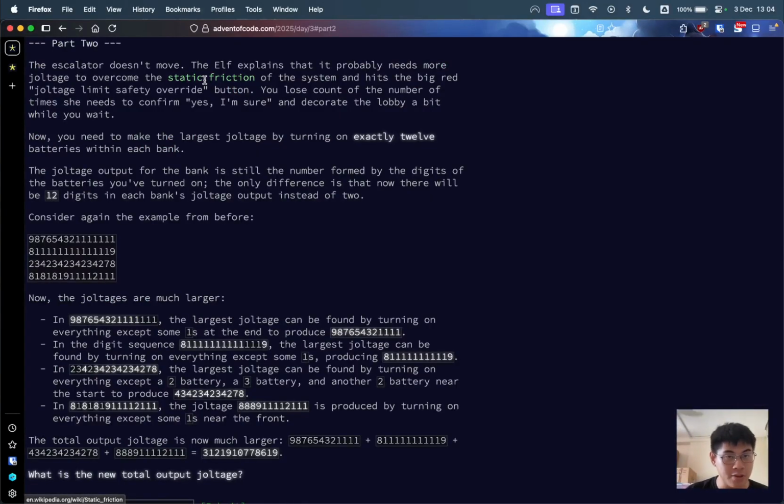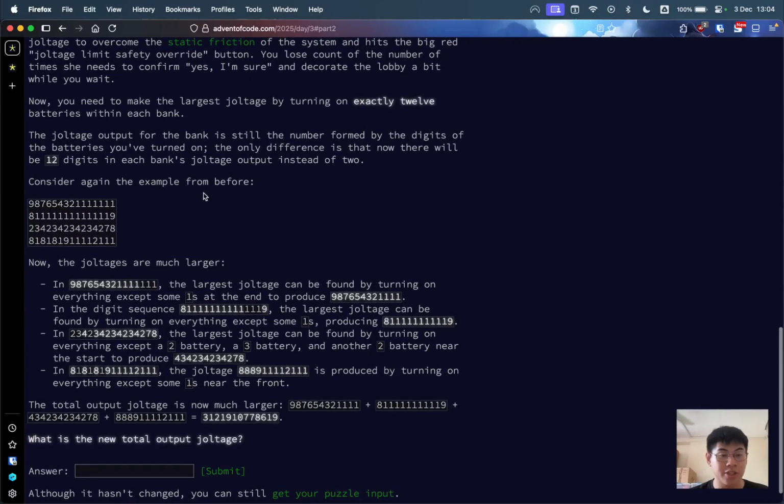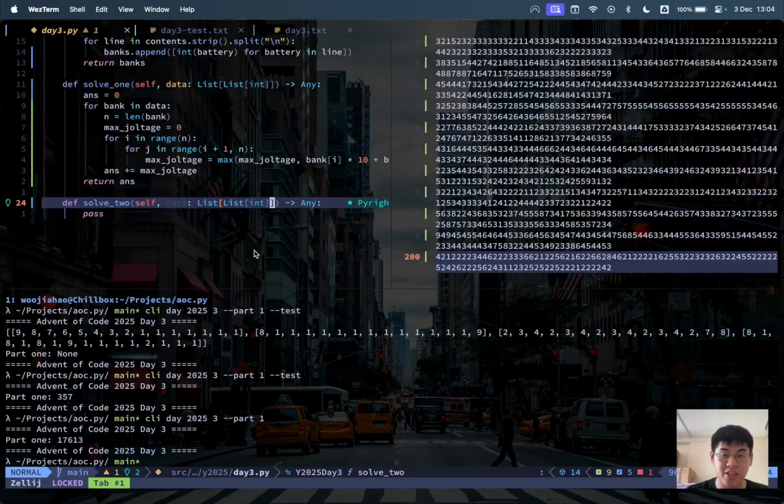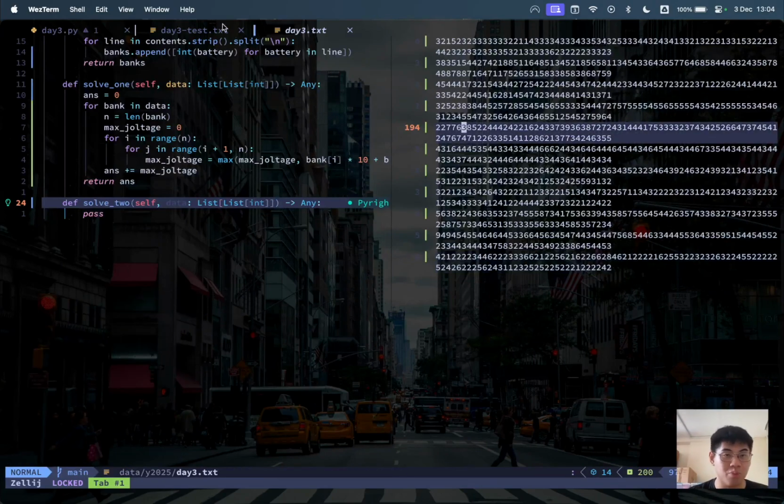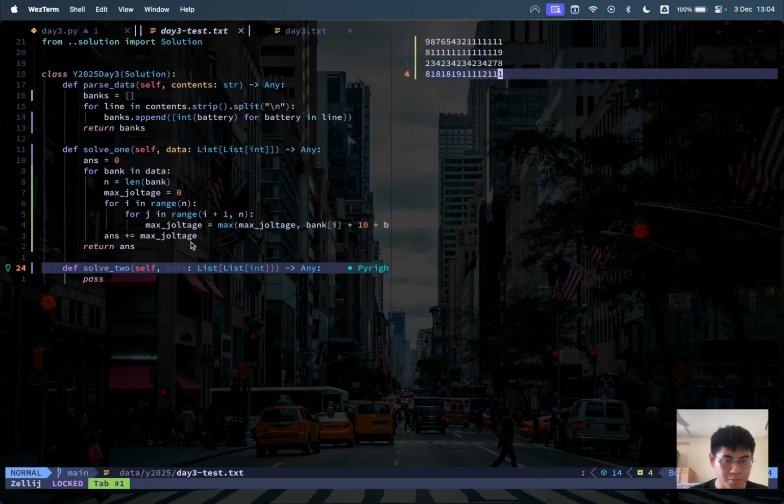Overcome the static friction, so of exactly 12 batteries within each bank, right? So we are picking 12 different batteries that can produce the largest voltage. So clearly now is where we actually need an optimization because we can no longer brute force it anymore.